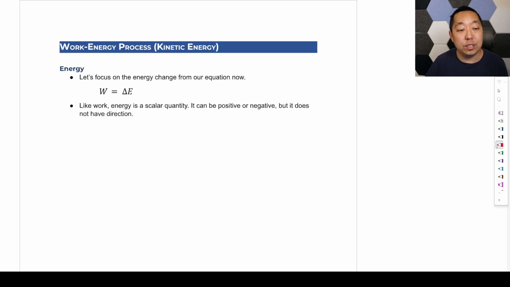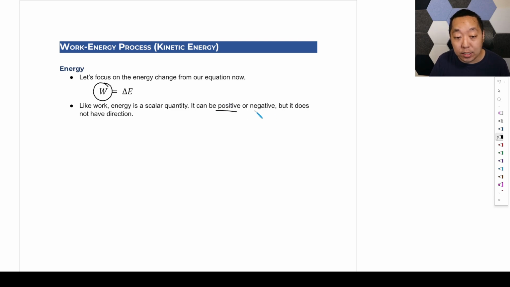So now we're going to focus on the right side of the equation a little bit, just to understand this work and change in energy. We focus a lot on how we calculate work. Now we're going to talk about what the change in energy looks like. And like work, energy is a scalar quantity. So don't think of it as a vector. It does not have a direction.